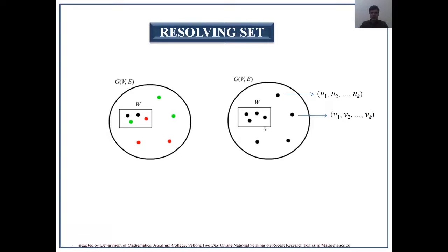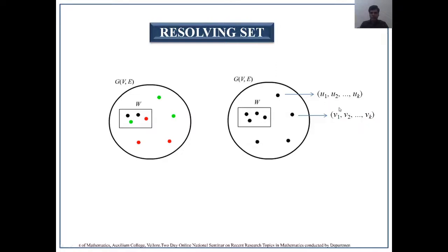You choose a subset W consisting of some vertices. Next, you take a vertex and try to find its representation. That is, for this vertex you find the distance between it and all the vertices in W. You write that as a sequence u1, u2, ..., uk, the distances between this vertex and all the vertices in W. Similarly, you find the representation for another vertex, finding the distance between it and all the vertices in W, and you write that answer as a sequence.